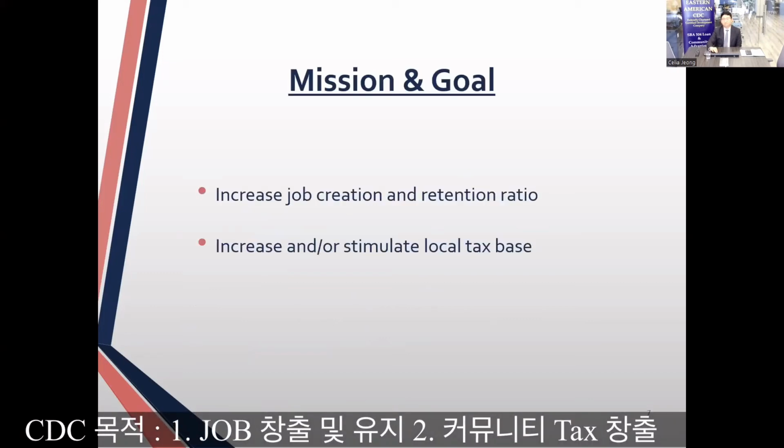Okay, we have two big missions and goals. We need to increase the job creation and retention ratio, and we need to increase or stimulate the local tax base. Then why are the CDC and SBA doing this? When we give an SBA 504 loan to a small business owner, in that area the job creation and retention ratio goes up, and the local tax base is stabilized. So we started this program in 1958.